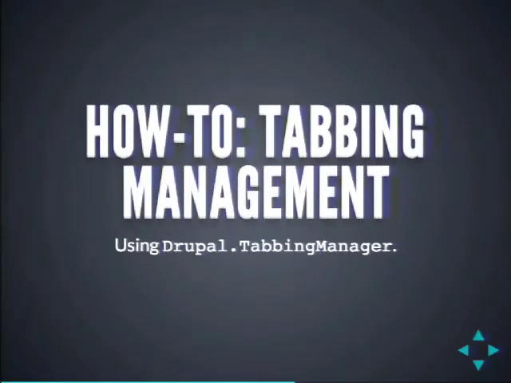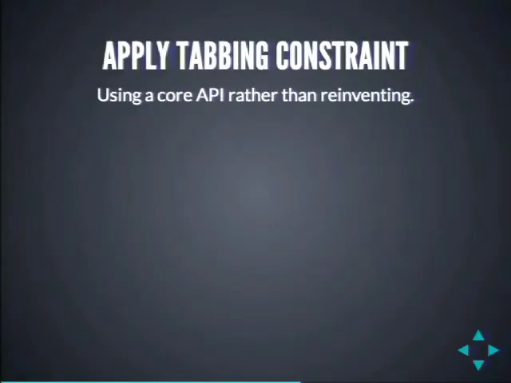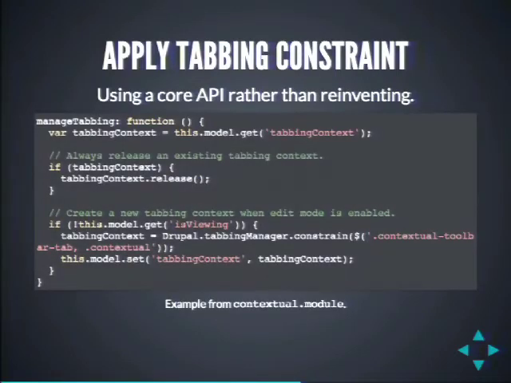So that's a high-level overview of what the tabbing manager tries to do and what it tries to help you with. But let's dive into a quick how-to that shows you how you can use Drupal.TabbingManager. So a tabbing manager, as you would guess, is about applying tabbing constraints. And we'll be looking at an example here. The examples before have already used the contextual links module, and we'll do the same here. This is a piece of code that helps with the edit mode toggle, the pencil icon, the top right of the toolbar. And let's quickly analyze this function.